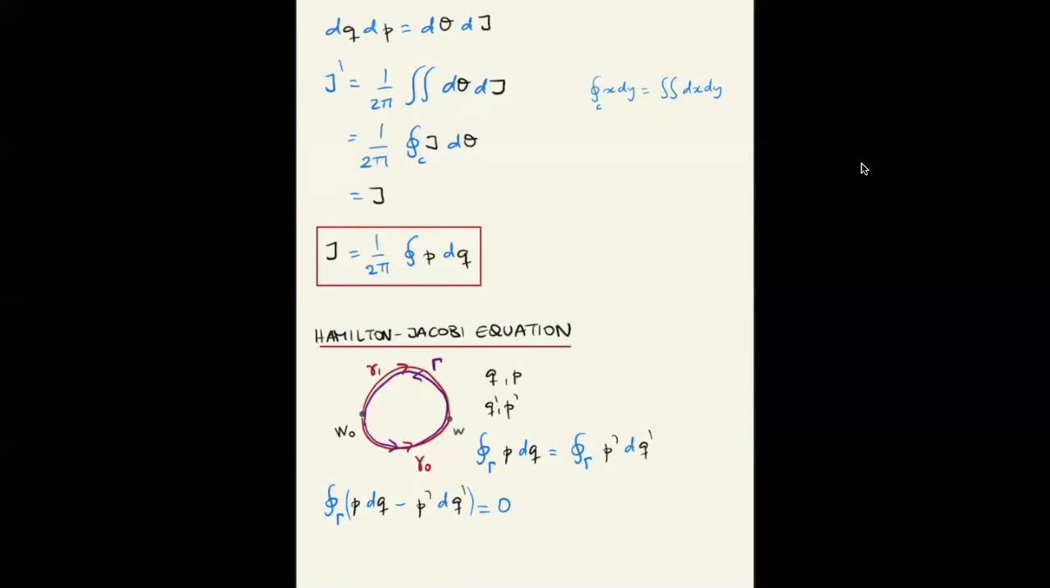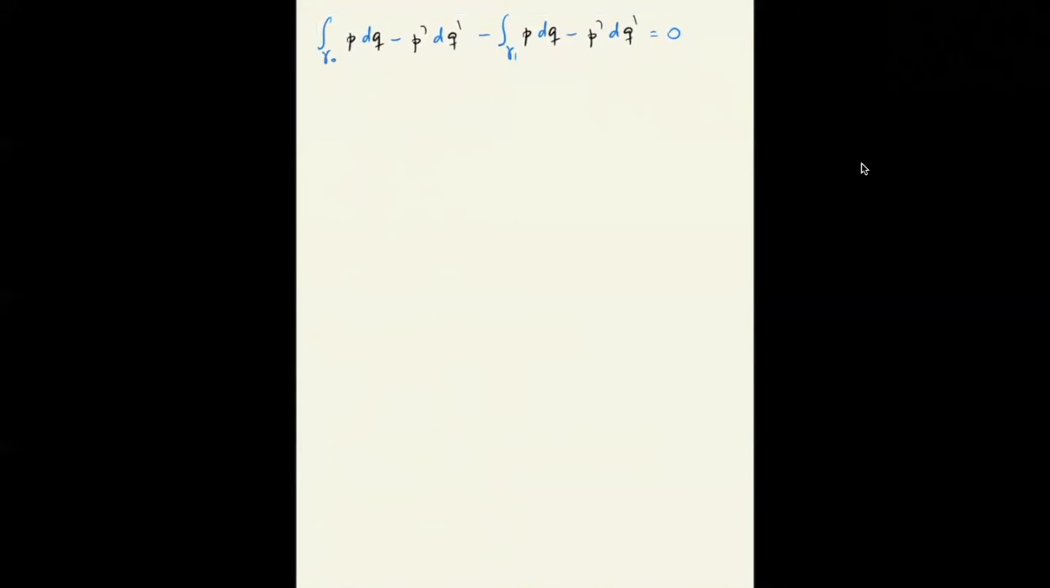Now the path gamma is the path gamma 0 minus the path gamma 1. That means that we can split this integral into an integral through the path gamma 0 minus the integral through the path gamma 1, minus because gamma 1 is the reverse of the path on the upper part of this diagram, and this is equal to 0. Therefore, you can sum the second integral on both sides, and this is what you have. The integral in gamma 0 of p dq minus p prime dq prime is equal to the integral over the path gamma 1 of p dq minus p prime dq prime. So the integrand is the same on both sides. It's only the path that is changing.